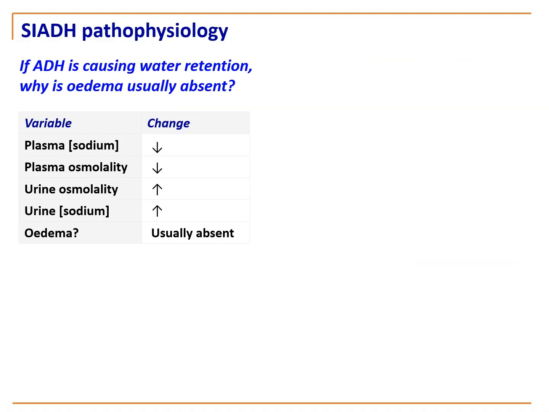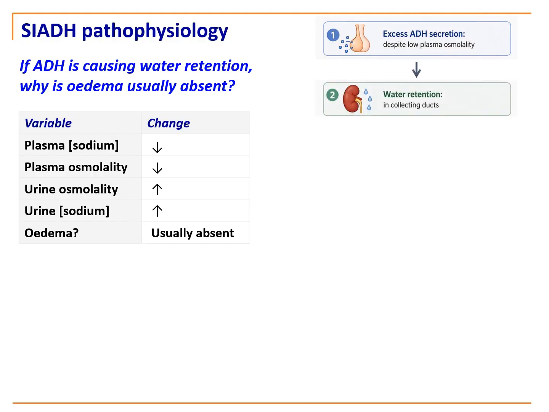So if ADH seems to be causing water retention, why is edema usually absent? You can see the table there. That's just the results that you worked out in the last slide. Remember what's happening. At the first stage, you've got excess ADH secretion despite a low plasma osmolarity, so we're getting lots of water retention in the collecting ducts and the distal tubules of the kidneys. That leads to a slight blood volume increase.